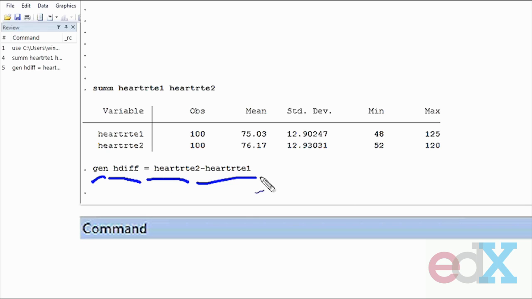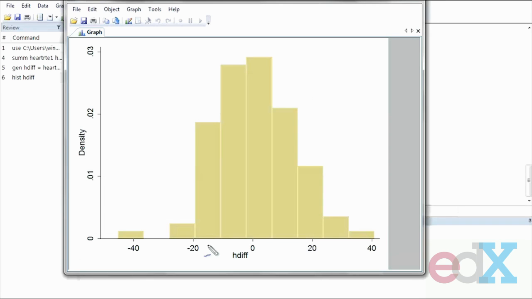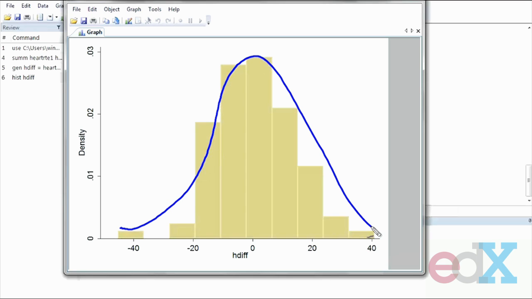So now let's take a look at the histogram of this new variable. Type in the following command. So now we can see from the histogram that the data look roughly normal and roughly symmetric. So that's good. That's what we need for a t-test. For paired t-tests, we care whether the difference is normally distributed. And it seems like this assumption is met.